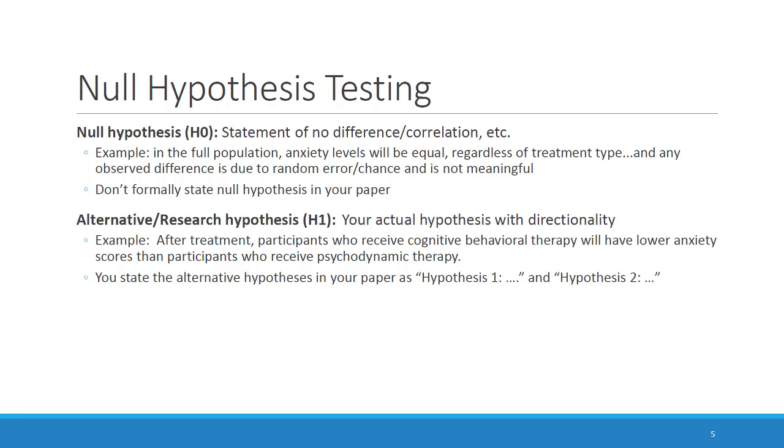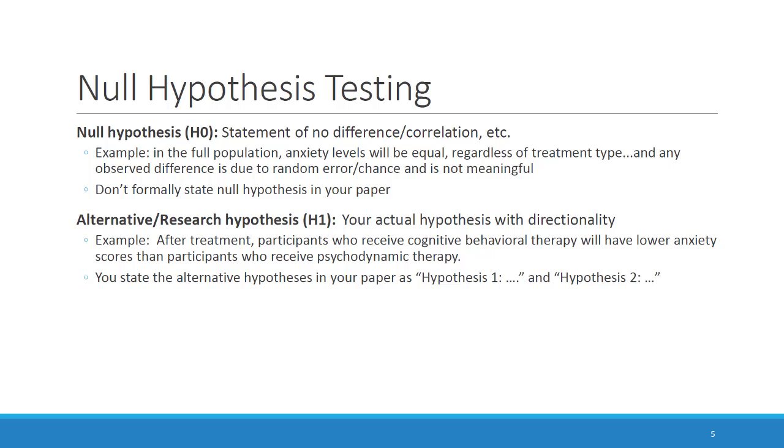There's no relationship. There's no differences. For example, in the full population, anxiety levels will be equal regardless of treatment type, and any observed difference is due to random chance or error and is not meaningful. You don't formally state the null hypothesis in your paper.